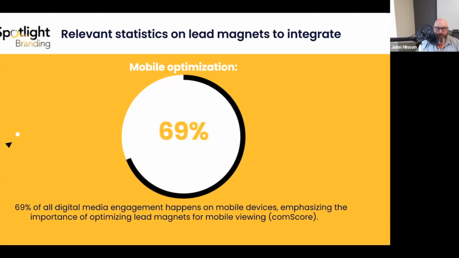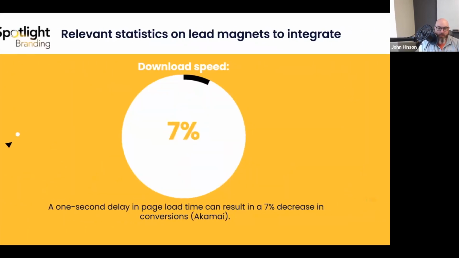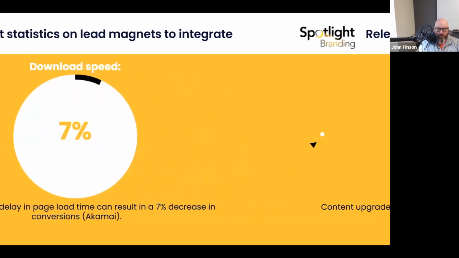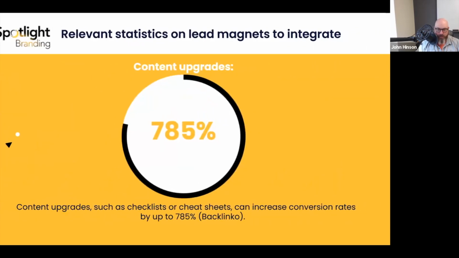69% of all digital media engagement happens on mobile devices, emphasizing the importance. So that's what I was saying earlier about the 52% of all traffic coming from mobile. Most of the engagement at that point also comes from mobile as well. I already covered that one. I've got it in there twice.